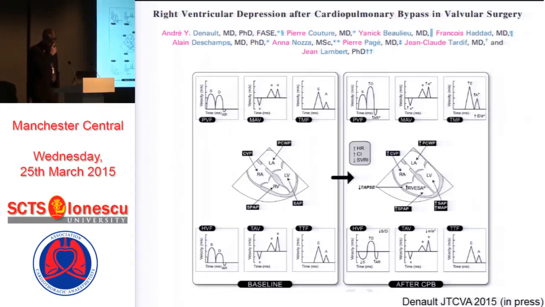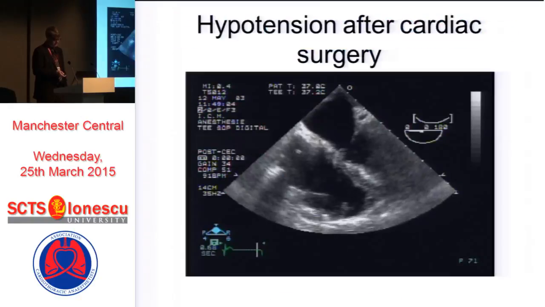For instance, there's going to be a paper published this year where we look at the change in right ventricular function after valvular surgery. What we noticed is that the majority of patients after valvular surgery had a significant increase in the right ventricular end-systolic area, which was around 8 centimeters squared, 7.9.